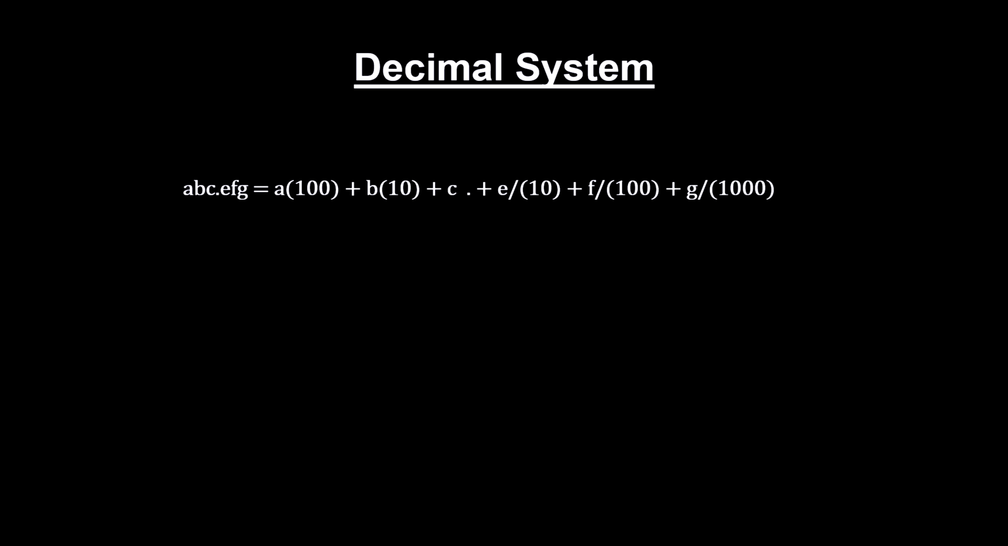This system is easily extended into the decimal number system by dividing by 10 for each position to the right of the decimal point, in much the same way we multiplied by 10 for positions to the left. We write abc.efg as this. For example, 0.75 is 7 over 10 plus 5 over 100, or 3/4.